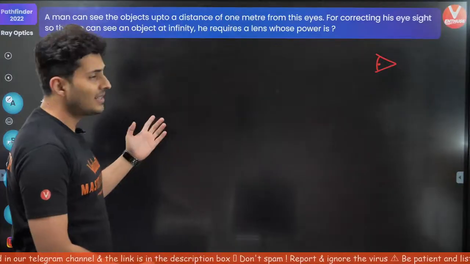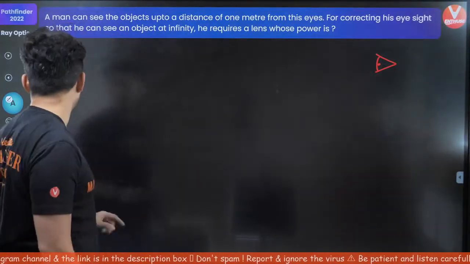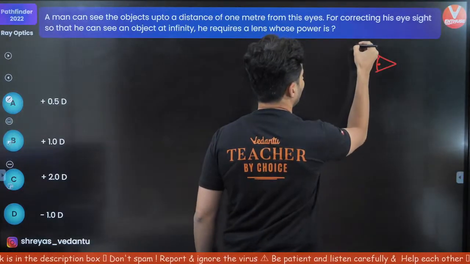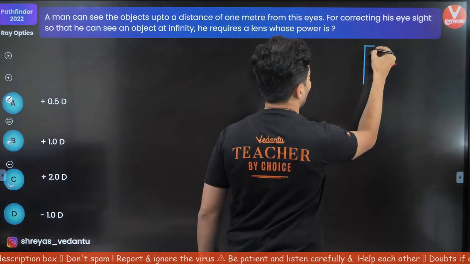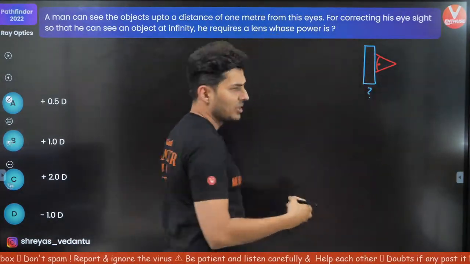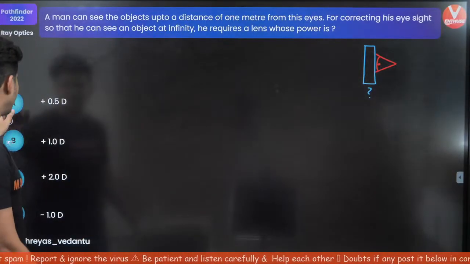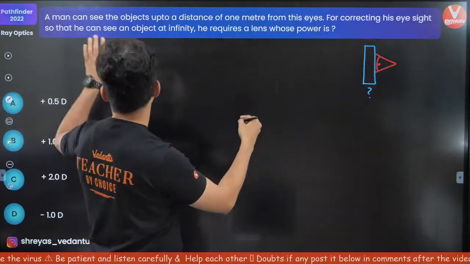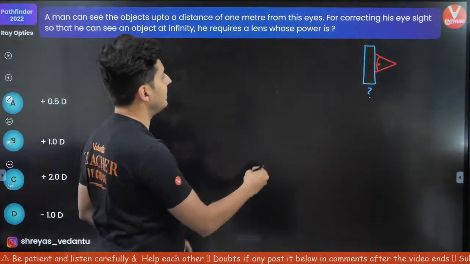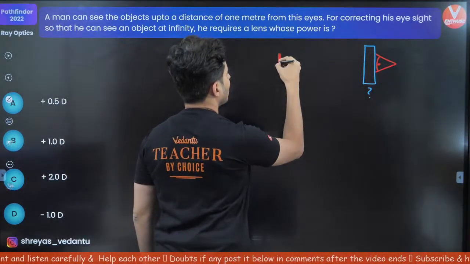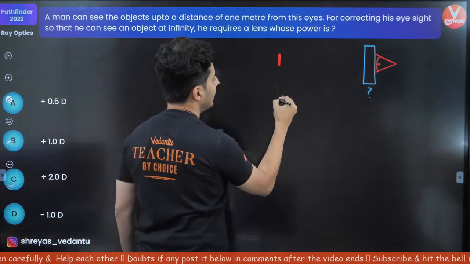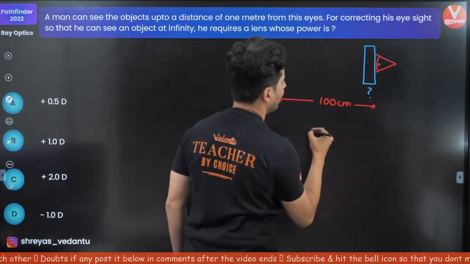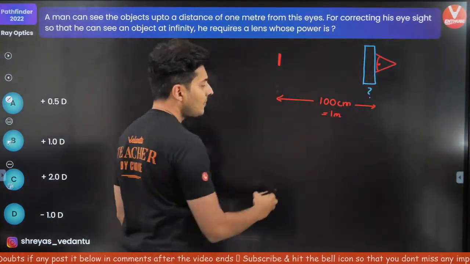And he needs a lens to correct it. I don't know what kind of lens it is, so I'm just going to put it as some blank thing. He's just going to wear it. This is a big question mark, concave, convex. I'm just leaving it as it is, and he can see till 1 meter. So he can see till here, and let's say this is nothing but 1 meter, which is 100 centimeters. Fair enough, which is also 1 meter.